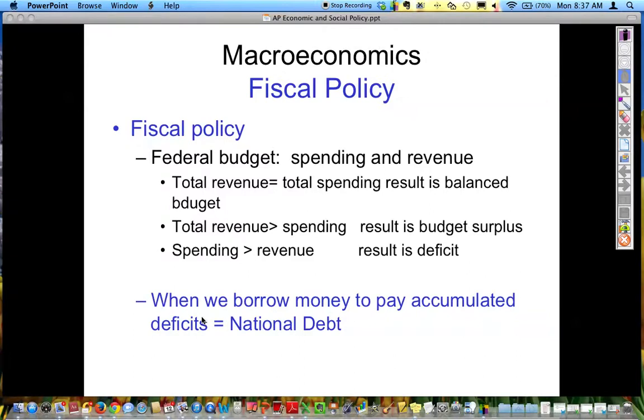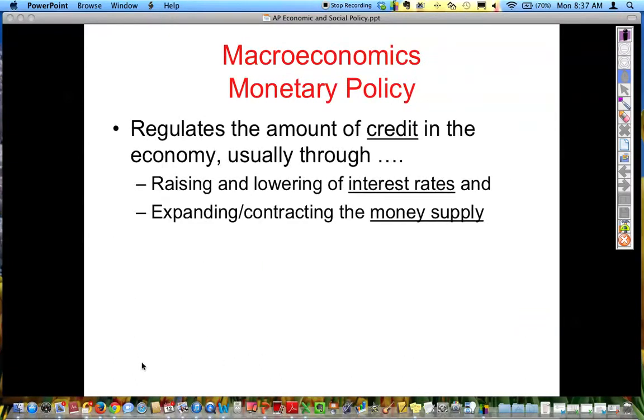When we borrow money to pay accumulated deficits, that equals the national debt. So a deficit is a yearly term used to say if we have gone over or not, and all the deficits added together equal our national debt, and our national debt is currently $17 trillion.